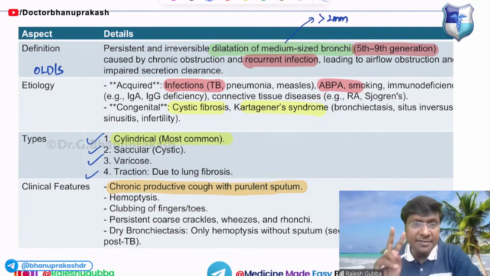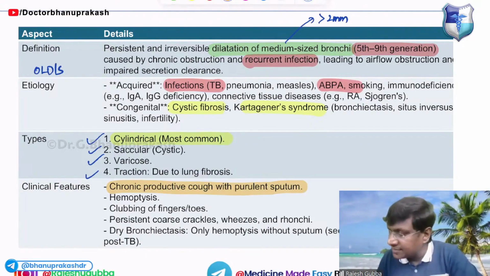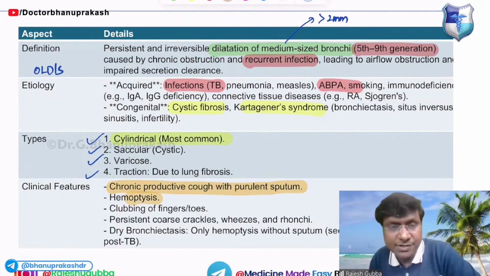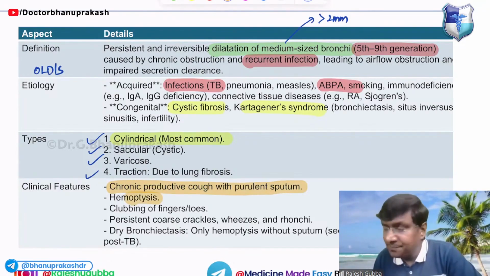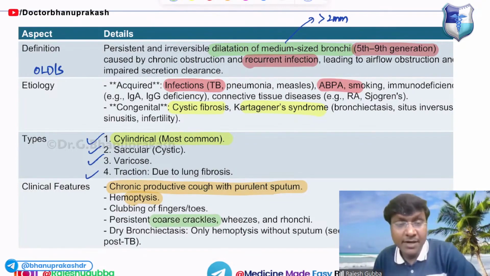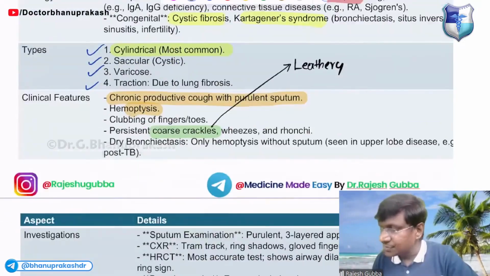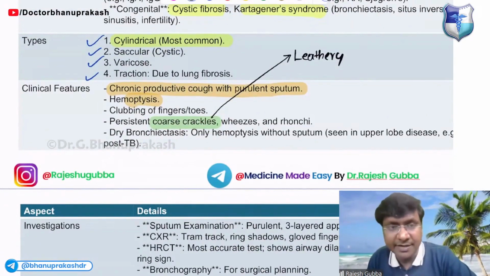When the airway is dilated by more than 2 mm, there can be rupture of these bronchial vasculatures, and that will result in the development of hemoptysis. On examination, you will have clubbing and you will have crepitations. Coarse crackles will be there, right? Coarse crepitations will be there, and we describe them as leathery crepitations.